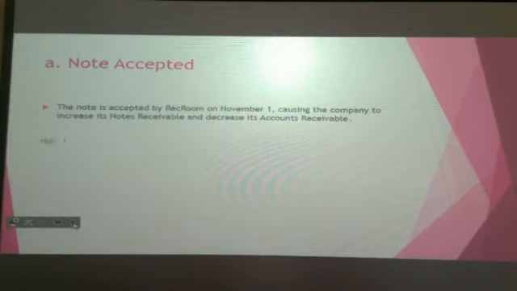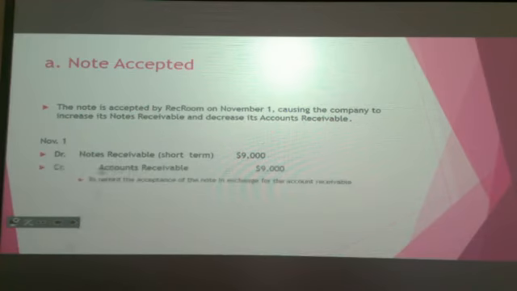So the first transaction we're going to journalize is the note accepted. When the note is accepted, we accepted it to replace an account receivable. So we are going to debit notes receivable, and we're going to credit accounts receivable, because we're taking out an account receivable and replacing it with a note.